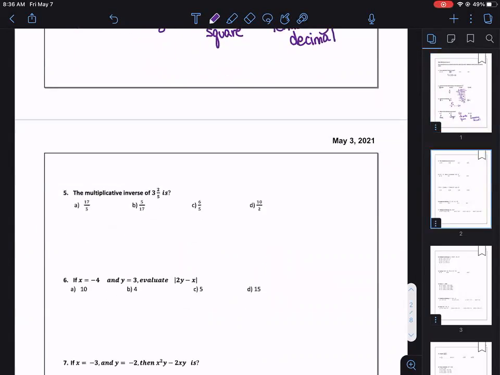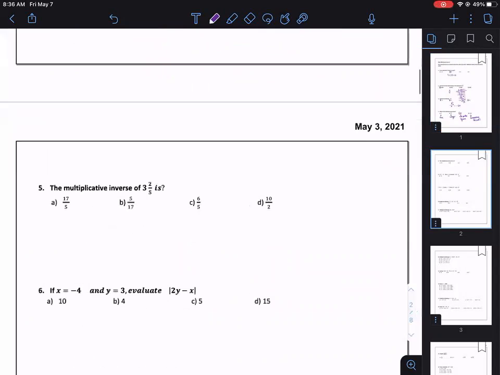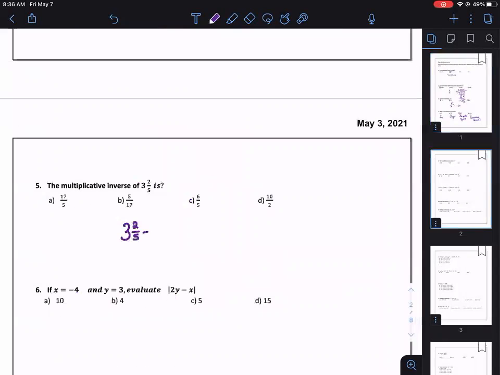When we talk about our multiplicative inverse, the first thing we need to do is change this to an improper fraction. So 3 times 5 plus 2 would be 17/5. And then we are going to take the reciprocal. The reciprocal would be 5/17. Remember, the definition of multiplicative inverses are 2 numbers that multiply to give us 1.